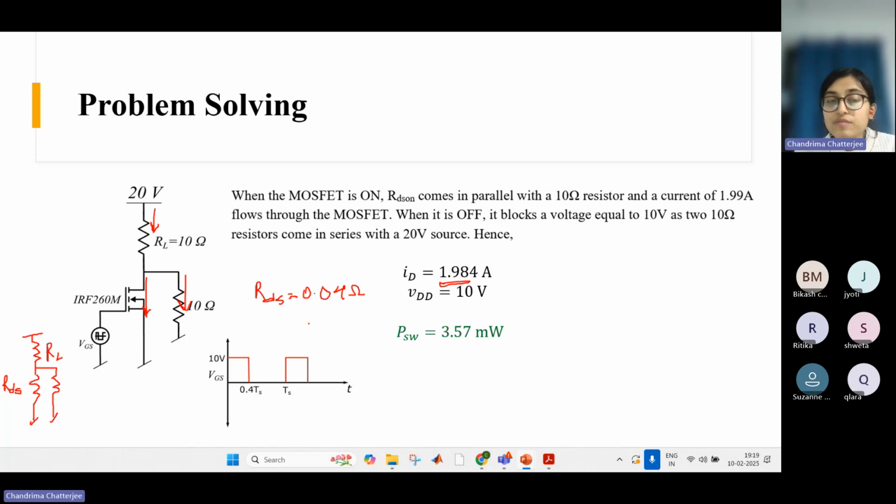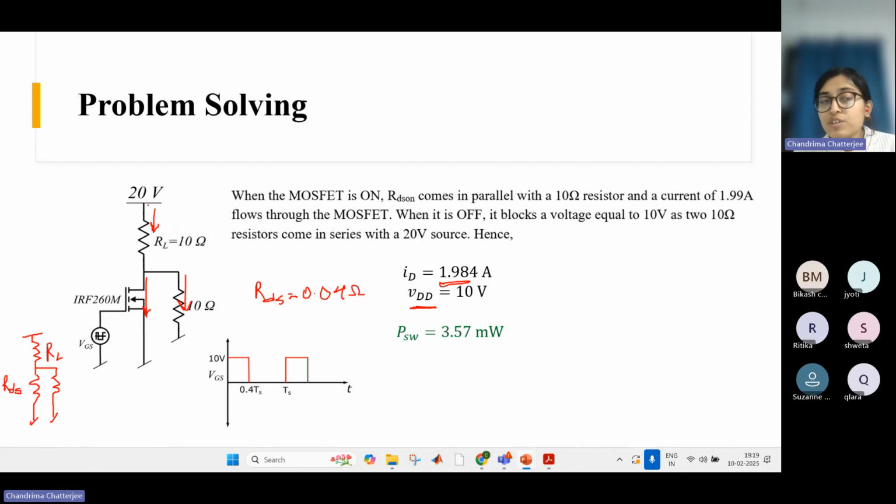That is when the MOSFET is on, and VDD is the voltage value when the MOSFET is in off condition. That time the MOSFET blocks some voltage, and that voltage is 10 volt. Because the MOSFET is off, this path is open, so the current will come from this node and flow through this resistance. So the equivalent resistance will be 20 ohm, right? 10 plus 10, because there is no path here. The voltage drop across this resistance will be 10 volt because they are equal resistances.